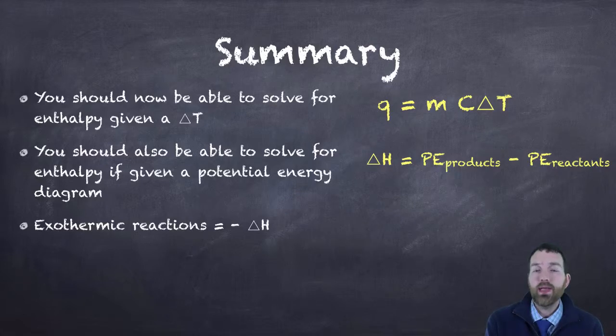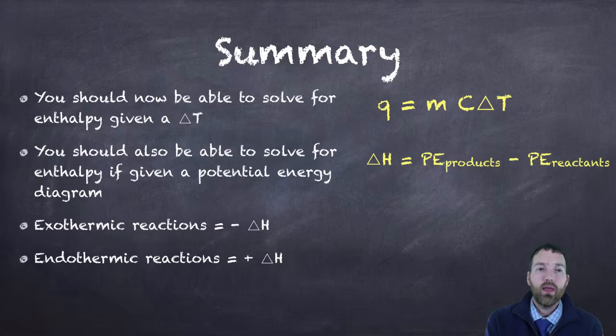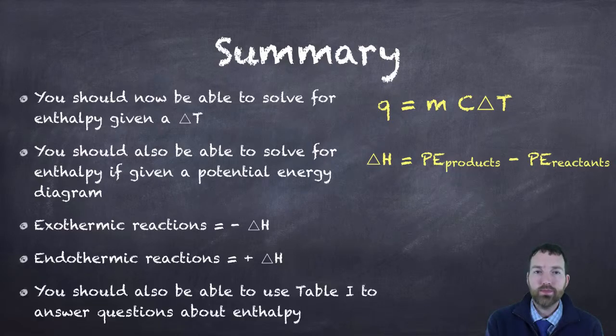Exothermic reactions always have a negative delta H. I hope you memorize that, but if you don't, remember there's a little cheat sheet at the bottom of Table I that will remind you of this. And the opposite is true. Endothermic reactions have a positive delta H. You should also be able to use Table I to answer questions about enthalpy. There's a lot of pitfalls with Table I, like I showed you.